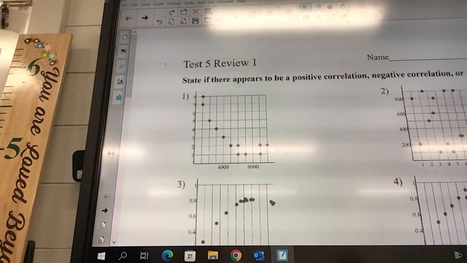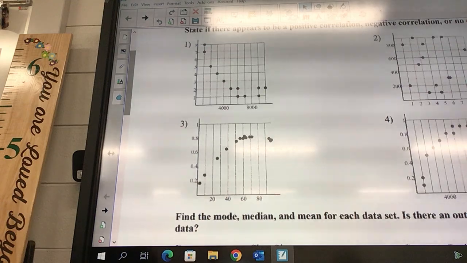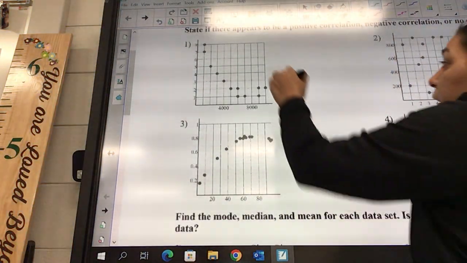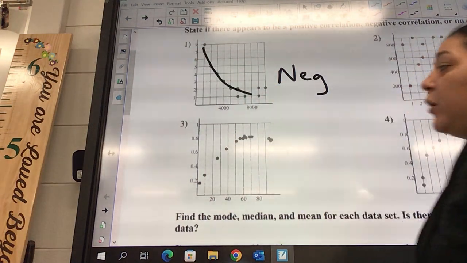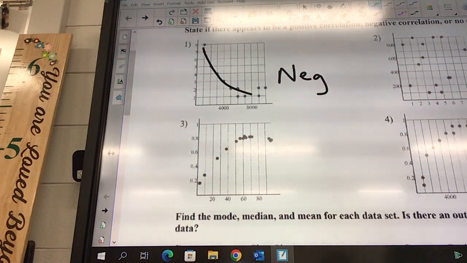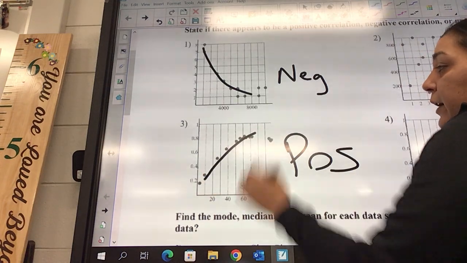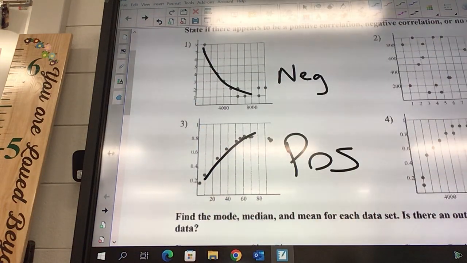So correlation is going to be the first thing. There's 3 types: positive, negative, and none. If we look at number 1, what type is that? Negative. Okay, they're all going down, for the most part, and so it is negative. What about 3? Is positive. Okay, overall, they're going up. And then no correlation obviously looks like scattered all over the place.